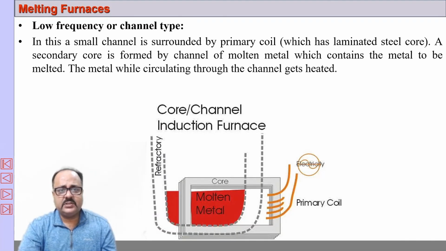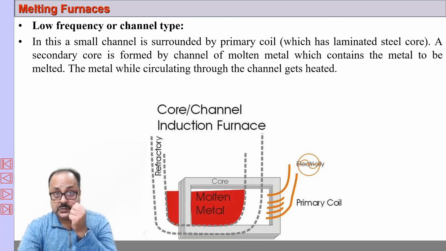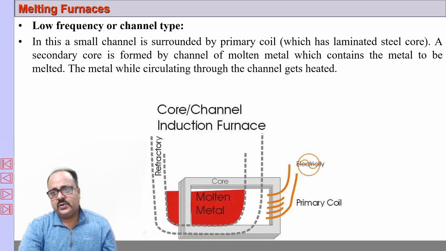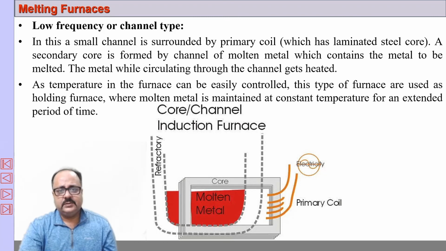So this is a small channel surrounded by a primary coil, which is a laminated steel core, and the secondary core is formed by the channel of the molten metal. So the secondary core is the channel of the molten metal, which contains the metal to be melted. The metal, by circulating through the channel, gets heated and gets melted. This is the process of the low frequency type induction furnace.